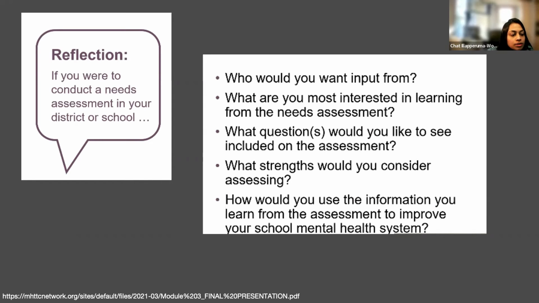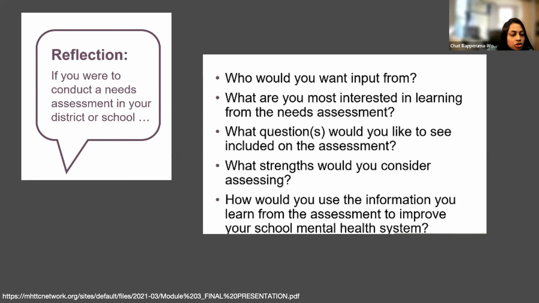What strengths would you consider assessing? Again, it's not about what you don't have, it's also about what you have, which are strengths. So if you want to ask questions about how students and families feel about what's already in place, this would be a good time to check in on that.